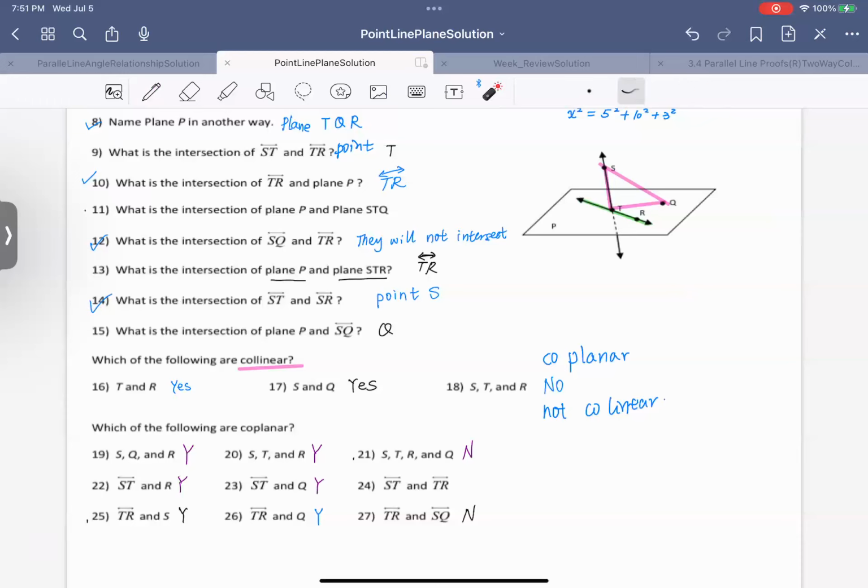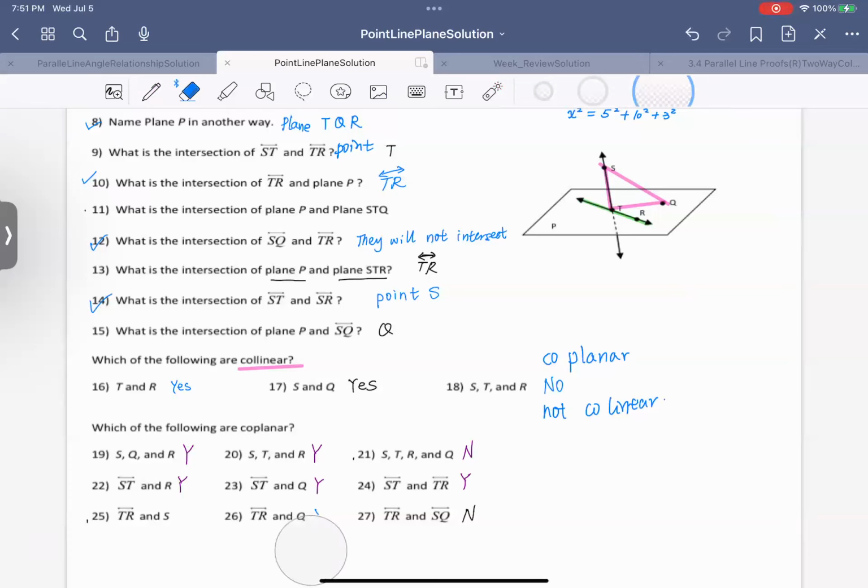And next one is ST and TR. What do you think, Jeffrey? Yes. Good. Because it's a crossing. If it's a skew line, it is not, right? Next one. Timothy.